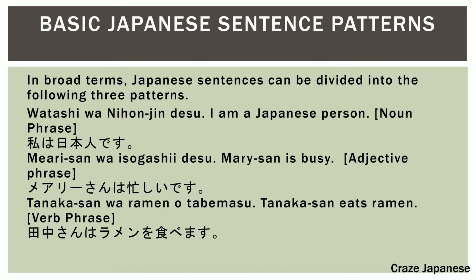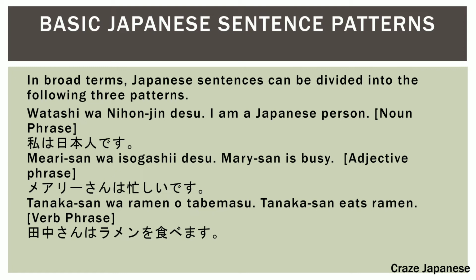Okay, let us learn some basic Japanese sentence patterns. In broad terms, Japanese sentences can be divided into three patterns. Watashi wa Nihonjin desu. I am a Japanese person, which means it's a noun phrase, right? Watashi means I. Wa is a particle. Nihon means Japan, and jin means people or person, and desu is a verb. So it's a simple sentence: I am a Japanese person.